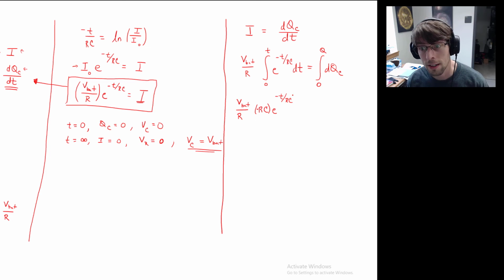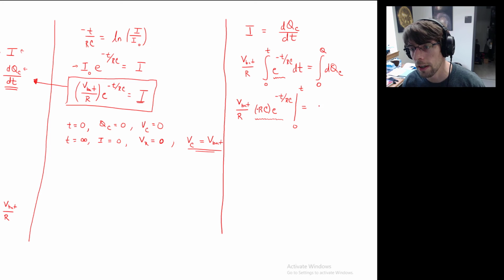You can double check. If I take the derivative of this, do I end up with that? Well, e to the negative t, repeat that. And then the chain rule, I have a negative 1 over RC, that'll cancel this out in front. Yes, that worked, good. And don't forget, we need to evaluate at 0 to t.